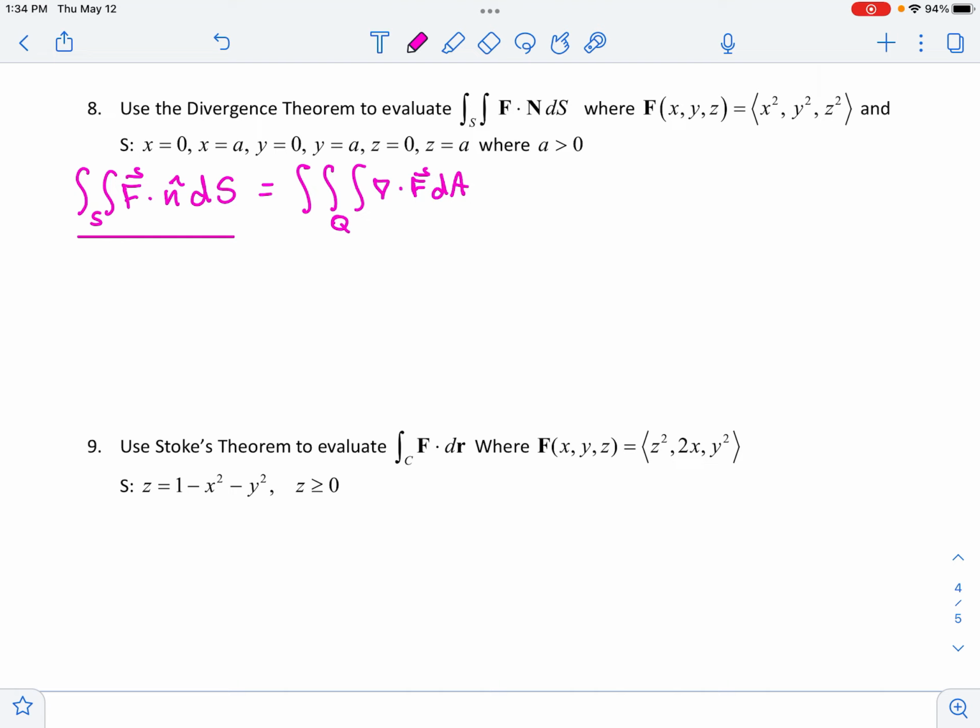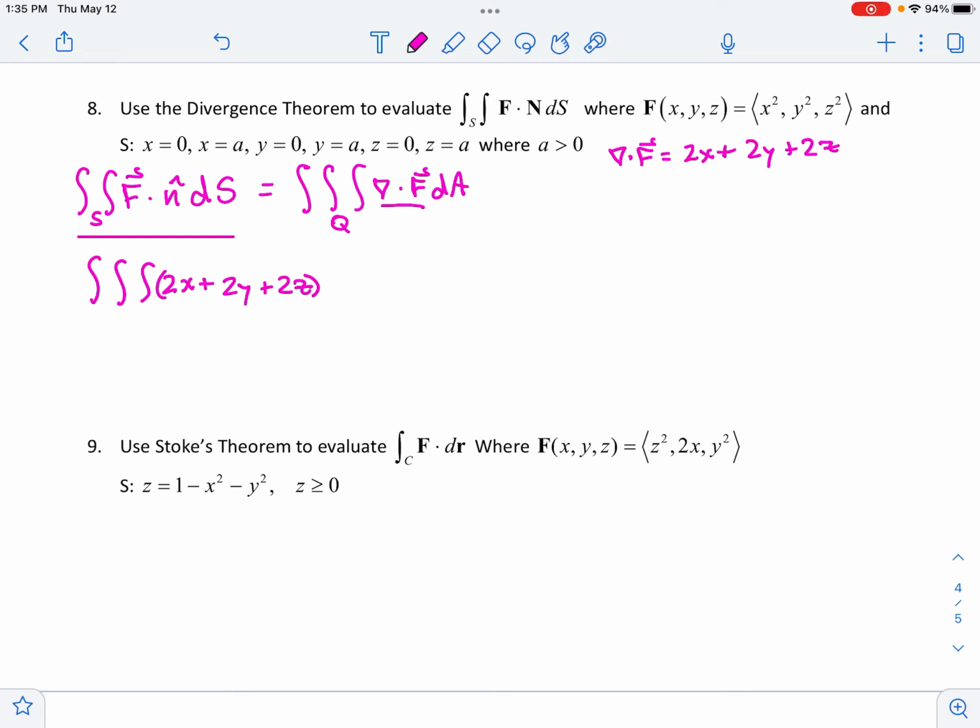We have the divergence. So let's get the divergence first of all. Partial with respect to x, plus partial with respect to y, plus partial with respect to z. Okay. So that's the divergence. So let's see what we've got here. We've got this triple integral. We've got this divergence: 2x plus 2y plus 2z.